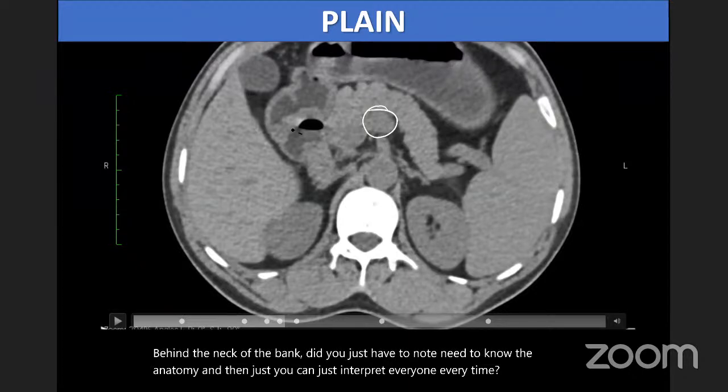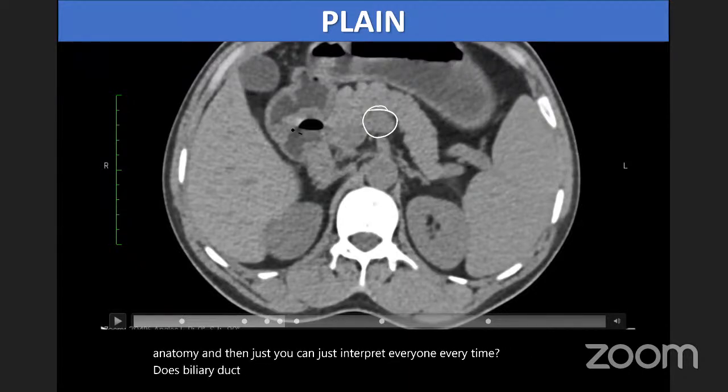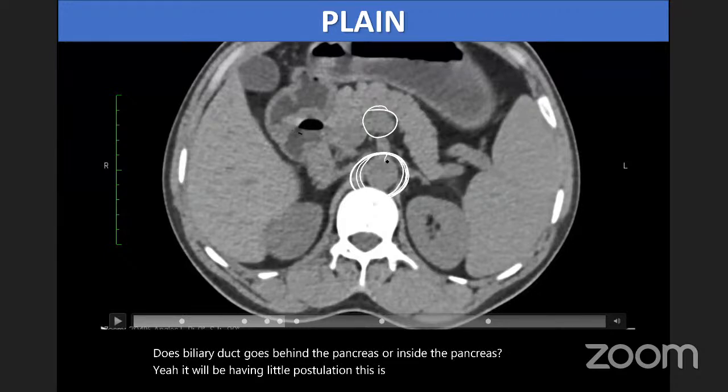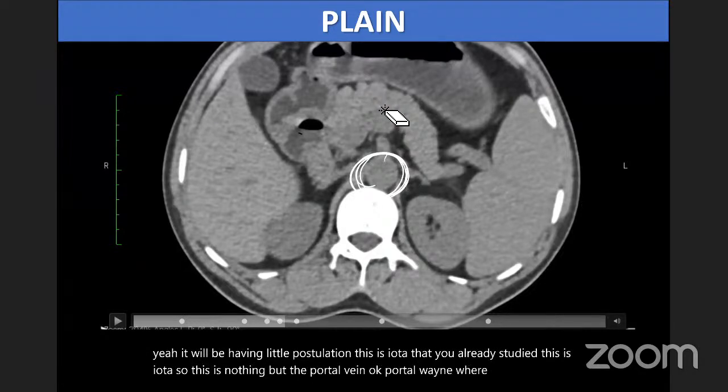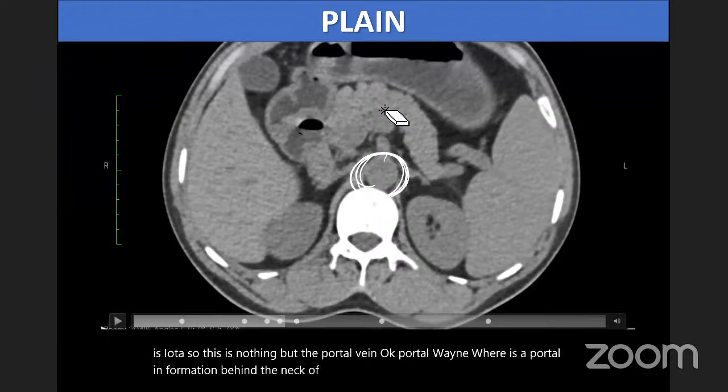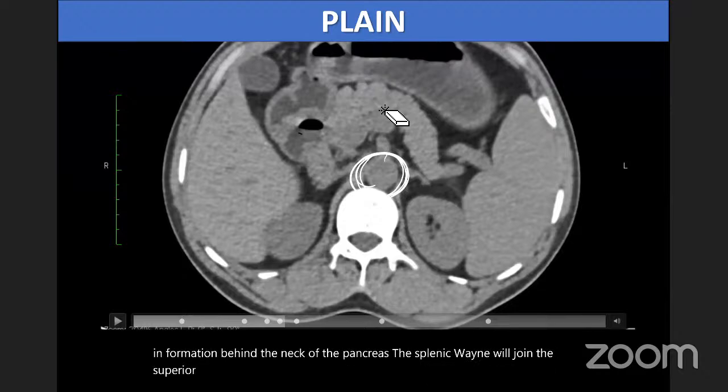Does the biliary duct go behind the pancreas or inside the pancreas? Yeah, it will have a little posterior relation. This is the aorta that we already studied. So this is nothing but the portal vein. Where is the portal vein formed? Behind the neck of the pancreas. The splenic vein will join the superior mesenteric vein to form the portal vein. So that's the relation. I'll show a better image next.